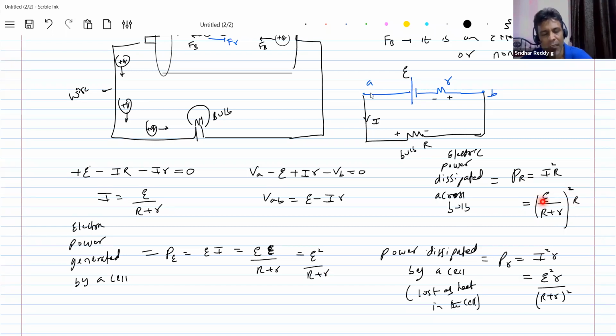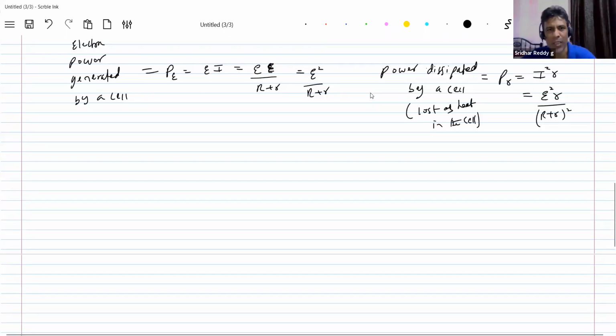So shall we discuss efficiency now? Will it be 100% or less than 100%? Less than 100%. So this is about some theoretical ideas. Let me just give one numerical, so it will be very easy for you. What all we are discussing now.